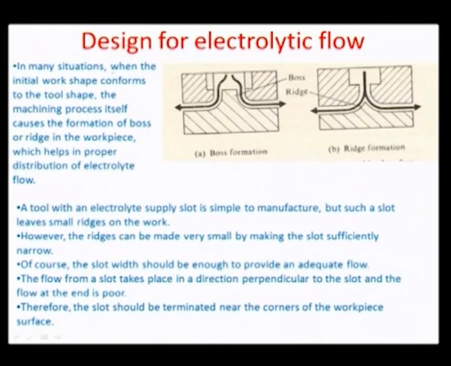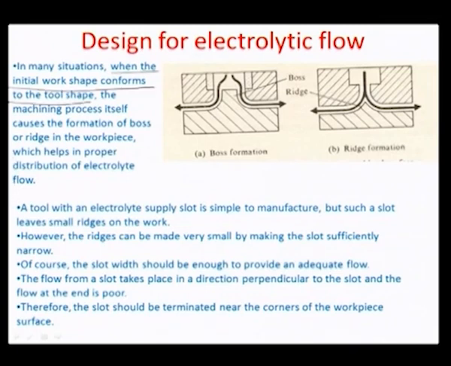Okay. So, this is a problem which you would hit upon when you are talking about flow design, that sometimes the areas are not fully covered because the tool shape at the beginning of the machining may not be at all uniform or even with respect to the workpiece shape. So, there is a possibility of a lot of workpiece area remaining uncovered. Okay. So, that is another issue you have to take care of while doing flow designing. So, in many situations, for example, when the initial work shape conforms to the tool shape.